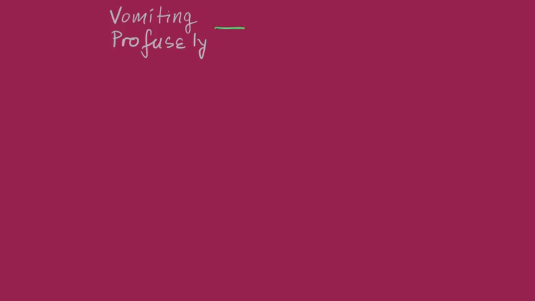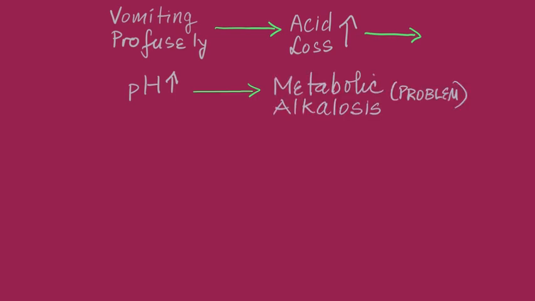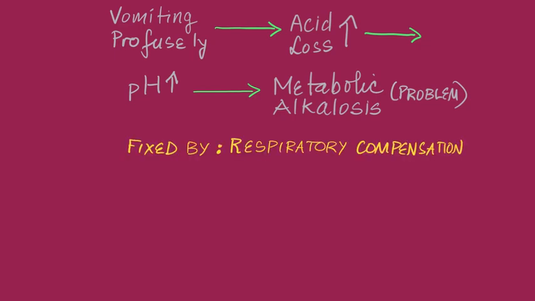When a person is vomiting profusely, the acid loss increases. This causes the blood pH to go up, resulting in metabolic alkalosis, which is the problem. This is fixed by the respiratory system. We call this respiratory compensation.